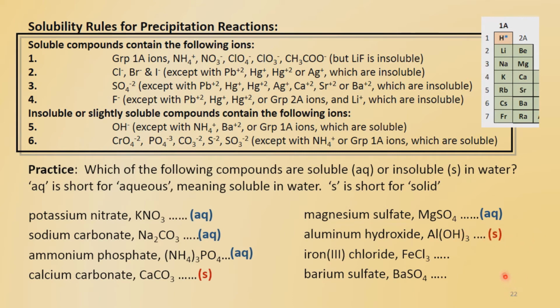How about iron-3 chloride? Well, we saw up here that all chlorides are soluble unless they're combined with lead-2, mercury-1, mercury-2, or silver. Now, iron is not in that list, and therefore iron-3 chloride must be soluble. And finally, how about barium sulfate? We saw that all sulfates are soluble unless they're combined with lead, mercury, silver, calcium, strontium, or barium. Well, it turns out that barium is one of the exceptions. Barium sulfate happens to be insoluble.